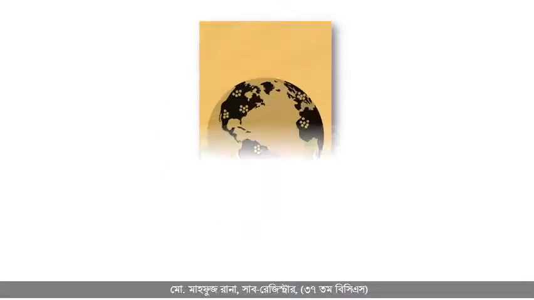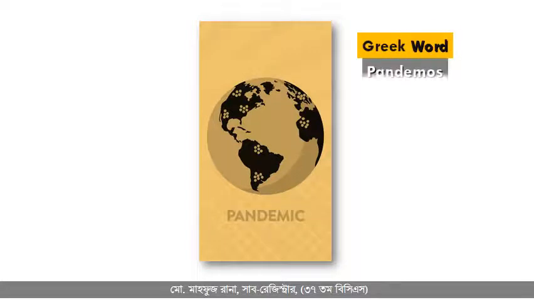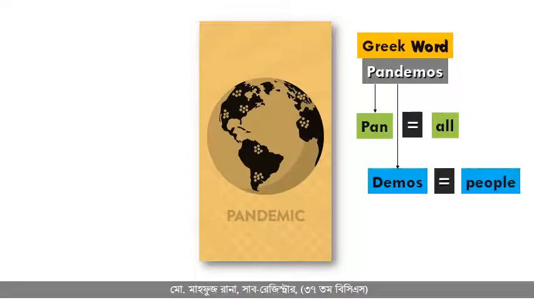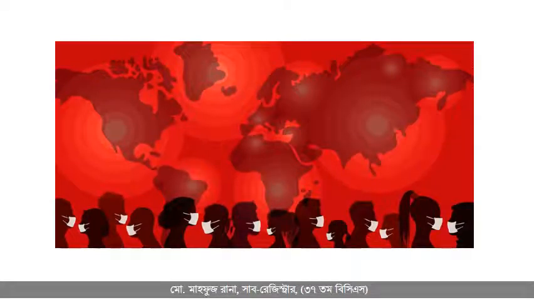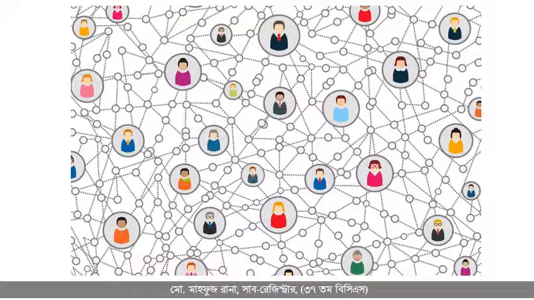Now comes pandemic. The term pandemic comes from the Greek word pandemos, where pan means all and demos means people. Pandemic refers to an epidemic that has spread over several countries or continents, usually affecting a large number of people. The WHO has already declared this crisis as a pandemic. It is pandemic because it has reached the East and the West, the rich and the poor, the ghettos and the shadows.